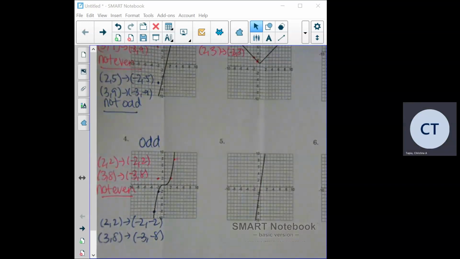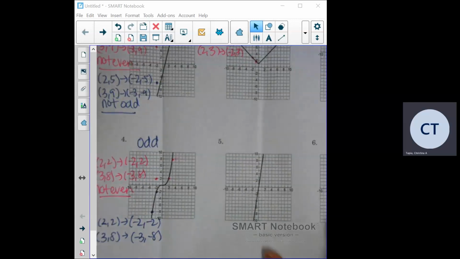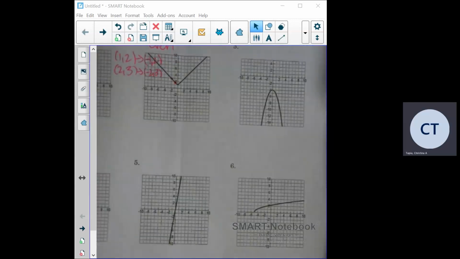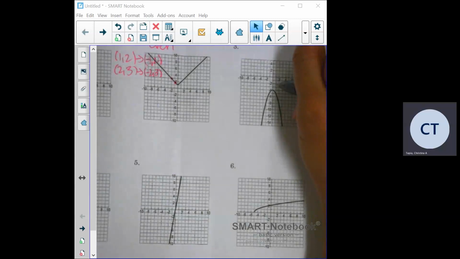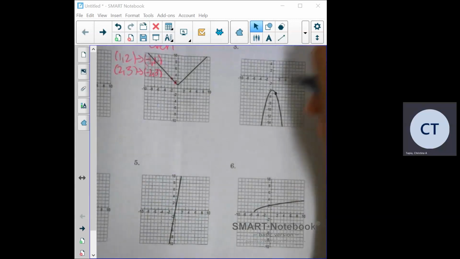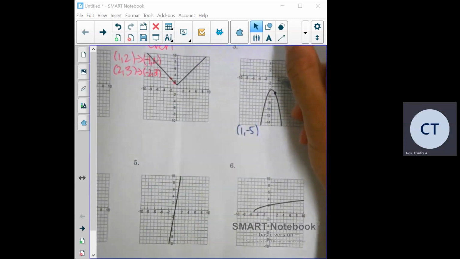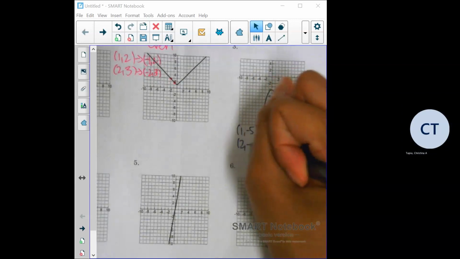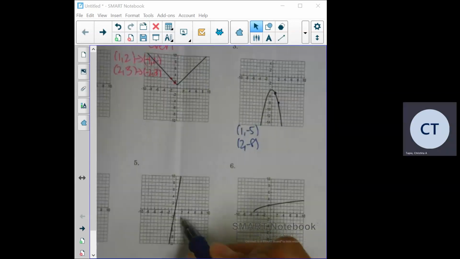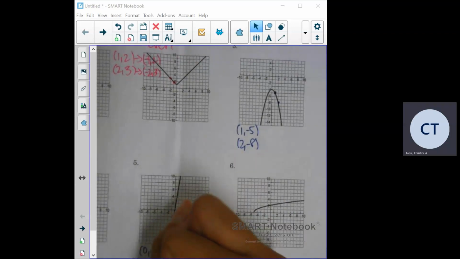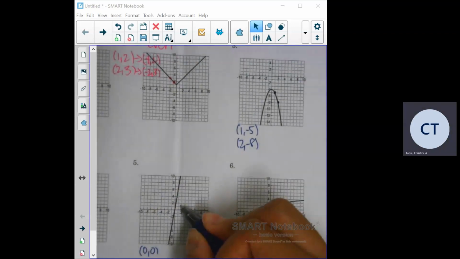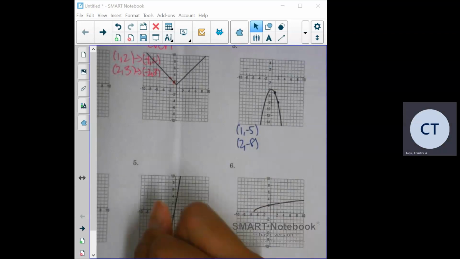Right now, I want you guys to try the same thing, but for the other graphs. I will give you some points that you can use for this, just because I know some of them are a little difficult to see. We can use 1, -5. So this one is 1, -5. I'm going to write them out. And then we can also use 2, and it looks like -8. And for this graph, we can technically use the origin. There's nothing wrong with using it. And then for 1, say 6.